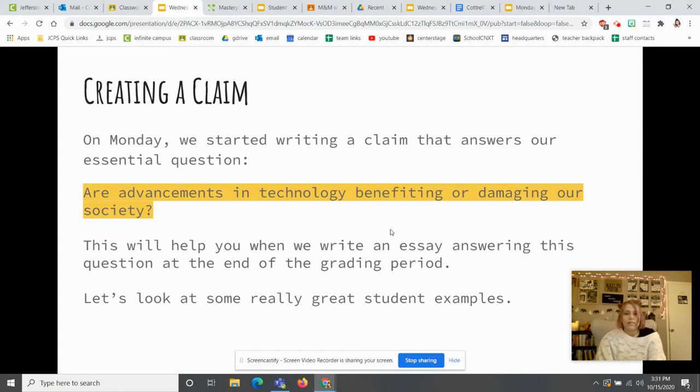So choose a side, benefiting or damaging. Choose it right now while you're listening to me, because you will have to redo it if you don't choose a side.